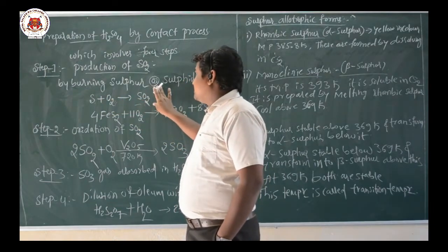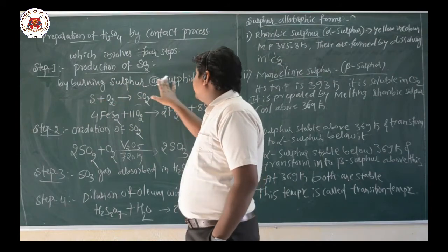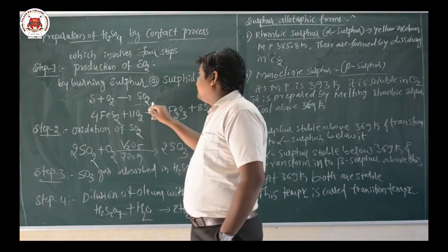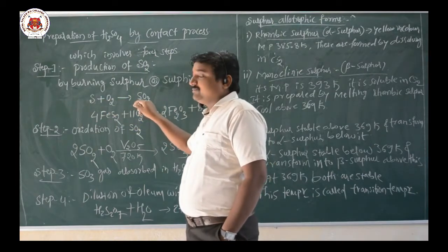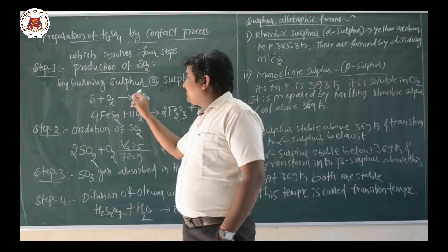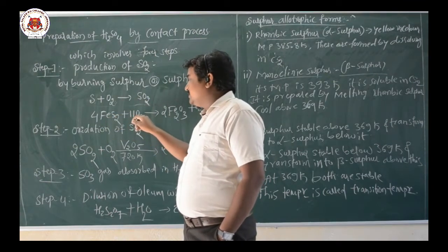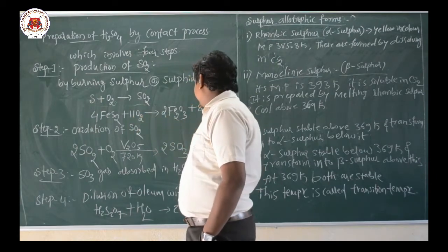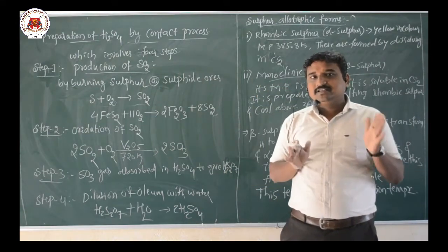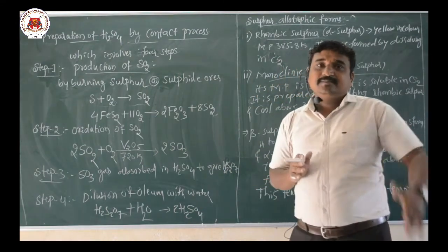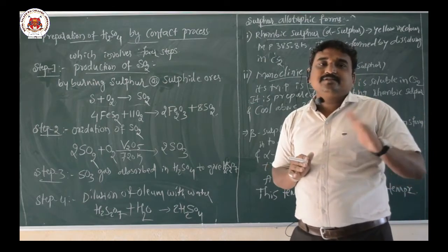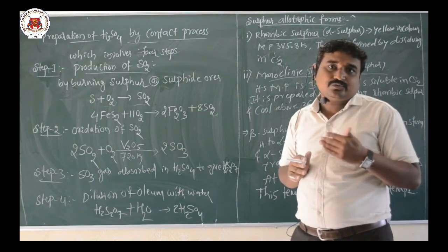This is the first step. Similarly, I have written here the burning of sulfur or sulfide ores in air. The burning of sulfur in air forms sulfur dioxide, and sulfide ores on burning with air again form sulfur dioxide. This is the first step. You have to remember that the first step, production of sulfur dioxide, is just burning of sulfur, that is S plus O2 gives SO2.